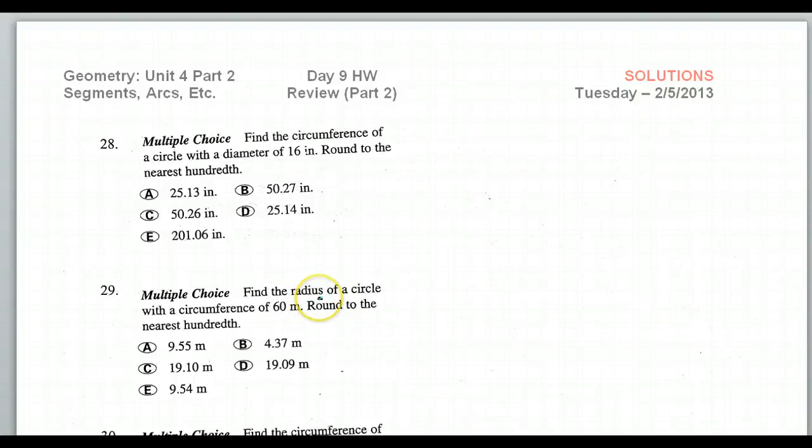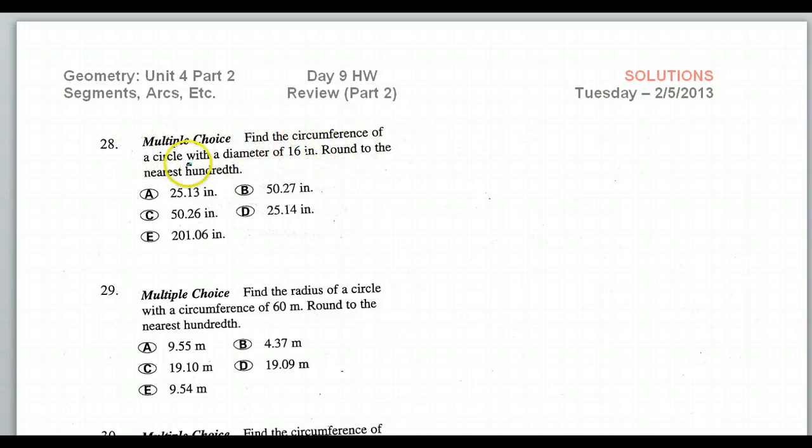All right, here we go on day 9. We are still working with circles, and specifically we're dealing with arcs and arc length and even the segments that happen inside of a circle. Circumference, radius. This is a review. This is actually the second half of a review on this circle unit. So let's get started. Look at number 28.